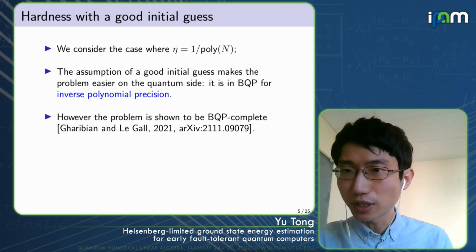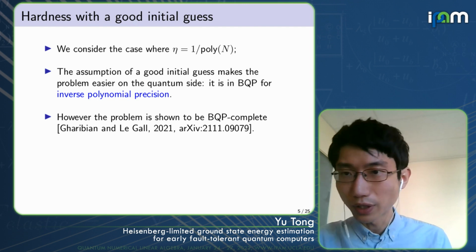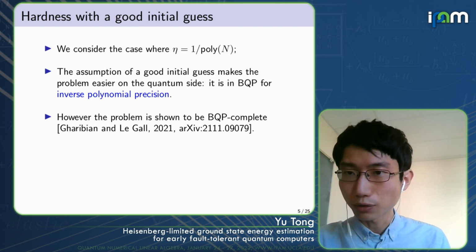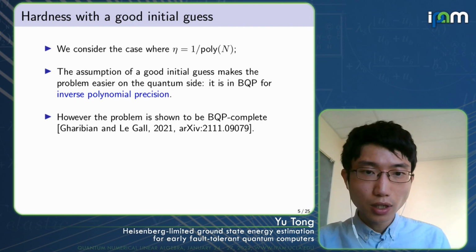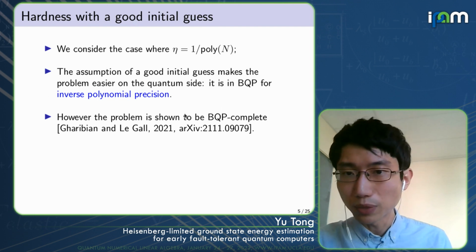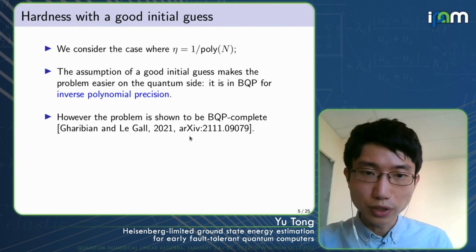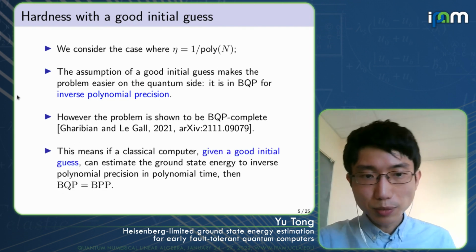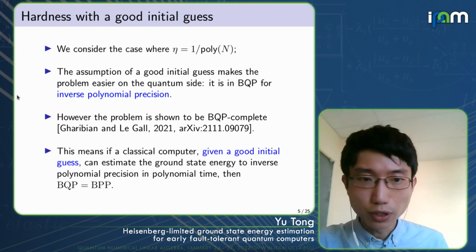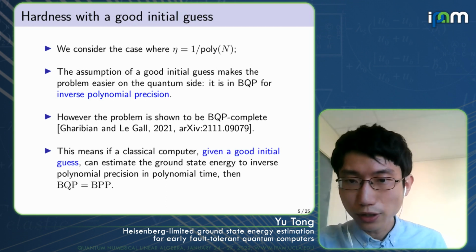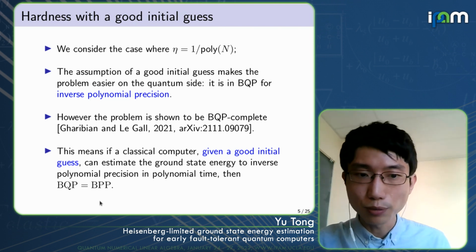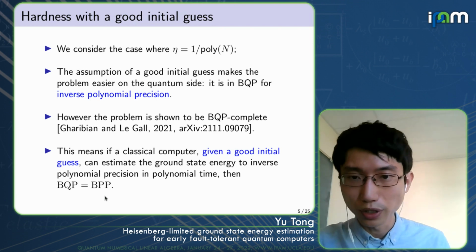Does it make it too easy, so that a classical computer can solve it too? We have an answer to this question in the negative, because this problem is shown to be BQP-complete in a recent paper by the following two authors. This means that if a classical computer, given a good initial guess, can estimate the ground state energy to inverse polynomial precision in polynomial time, then BQP would be equal to BPP, which is the class of problems you can solve on a classical computer efficiently.